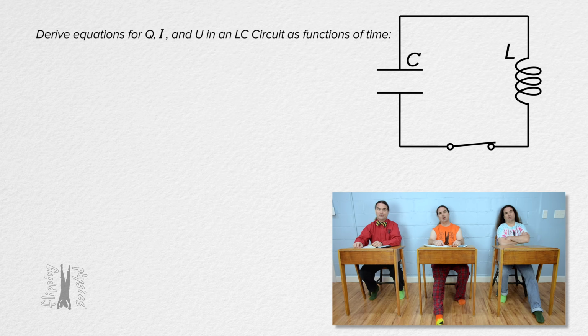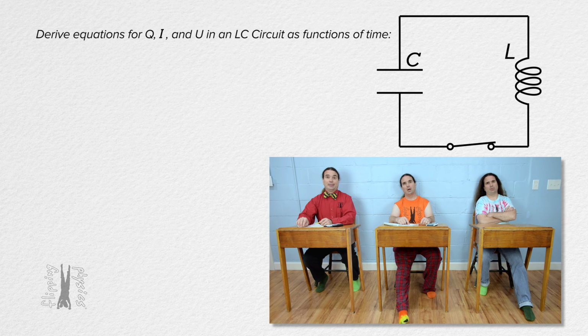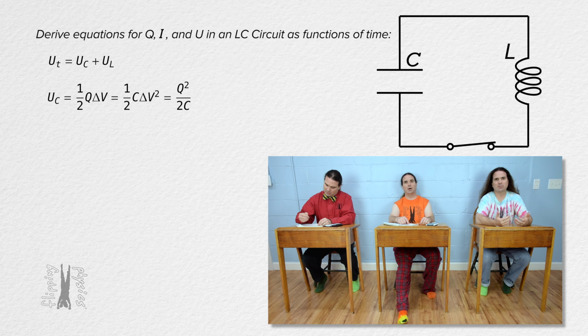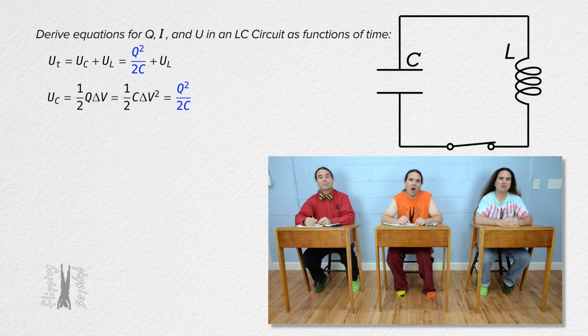The total potential energy in the circuit equals the electric potential energy in the capacitor plus the magnetic potential energy in the inductor. The electric potential energy stored in the capacitor equals, well, we have three equations for that. Which one do you want me to use? Please use charge squared divided by 2 times capacitance. Sure, we can use that one. And the energy stored in an inductor equals 1/2 inductance times current squared.